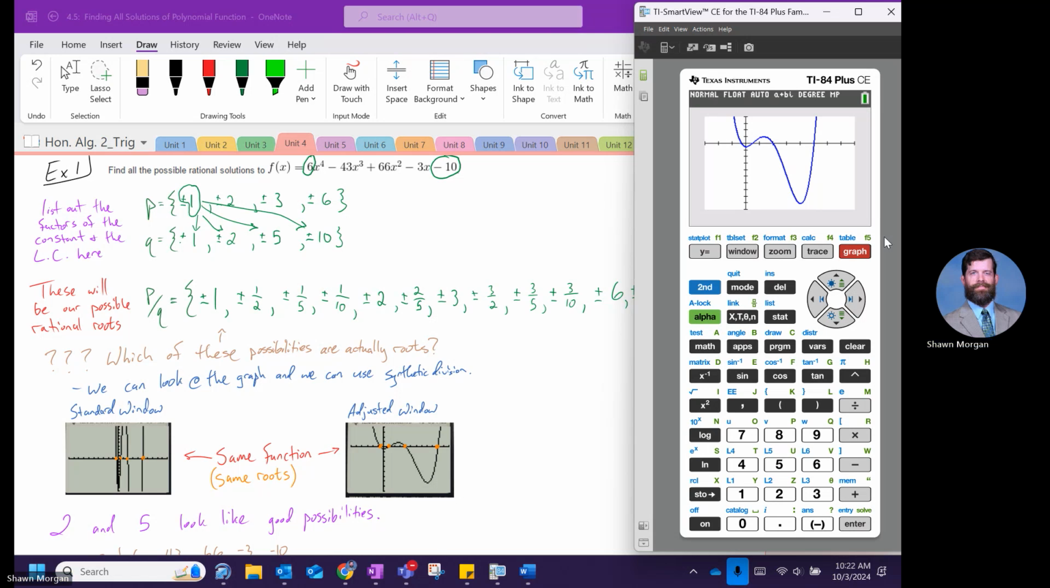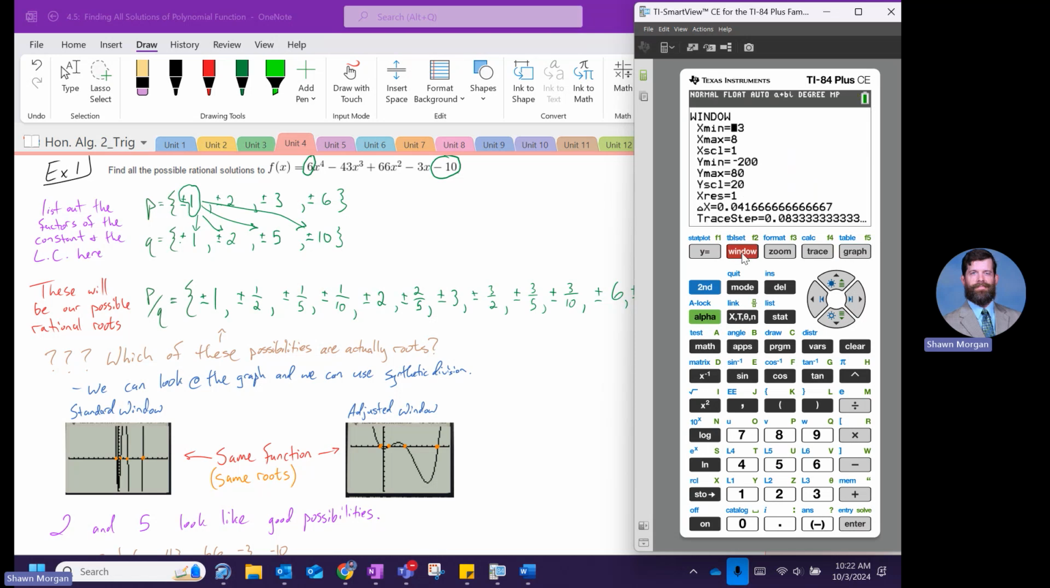Zoom 6. Zoom 6 was standard window. And then the button next to zoom is window right up there, and you can make your window look like this.